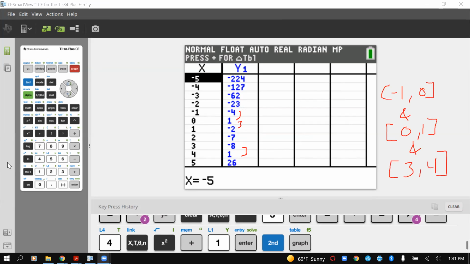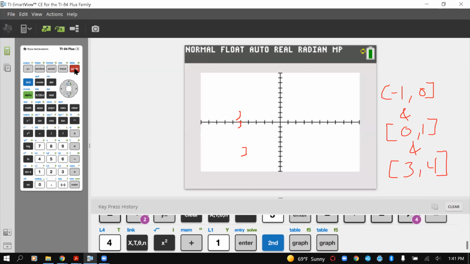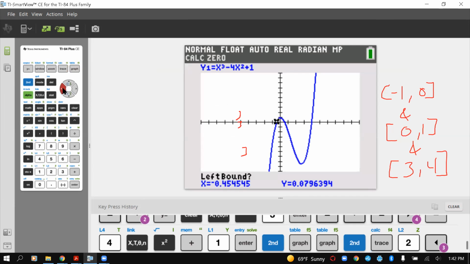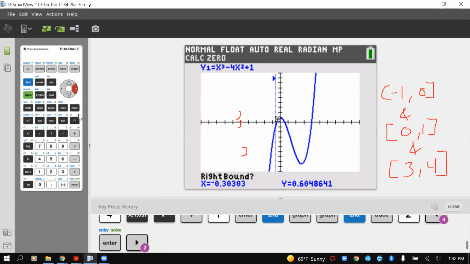And if you were really curious to know what those solutions were, you could hit graph and then hit second trace and use option 2 to find the zeros. And literally, it will do exactly what I told you to do. If you move to the 0, go to the left of it. Move to the 0, go to the right of it. Move to the 0 and guess. It will keep bouncing back and forth, splitting that interval in half, and then half again, until it gets to 1, 2, 3, 4, 5, 6 decimal places of accuracy, and then it stops. That is how your calculator finds those zeros.